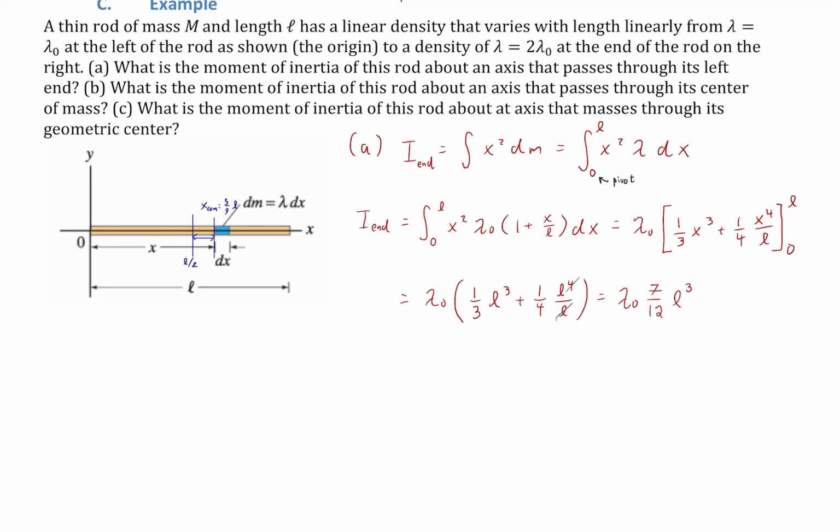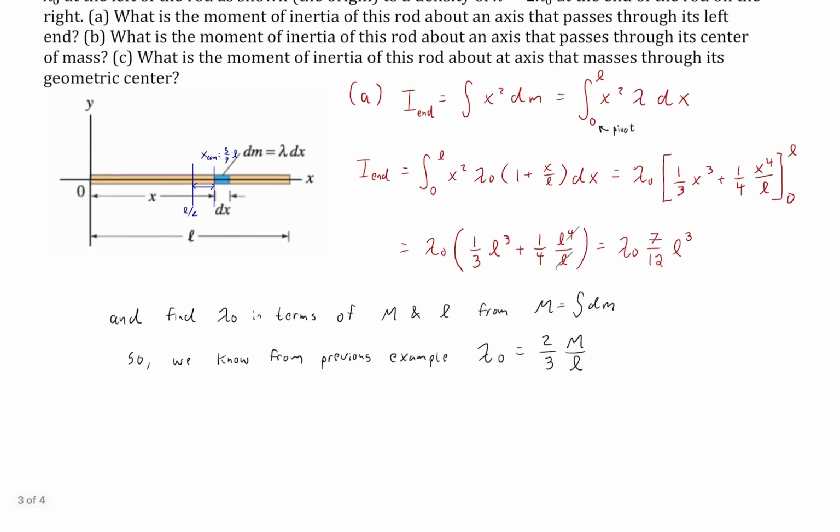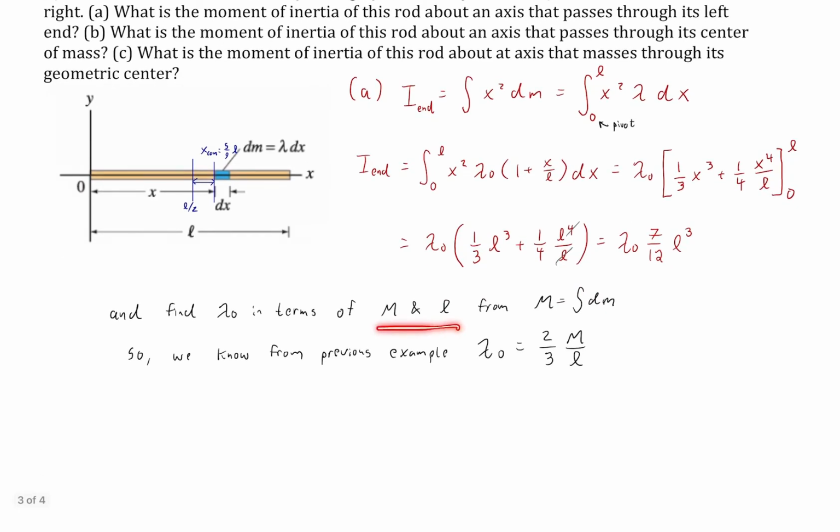Say it. We have to do the total mass integral, because that will then allow us to get our moment of inertia in the correct form. Okay, so we need to find lambda naught in terms of m and L from the total mass integral. So we know from the previous example that lambda naught is just 2/3 m over L, right? I'm literally just giving us the results from the total mass integral we did before, because it's the same integral, right?